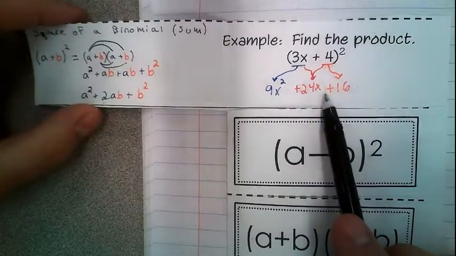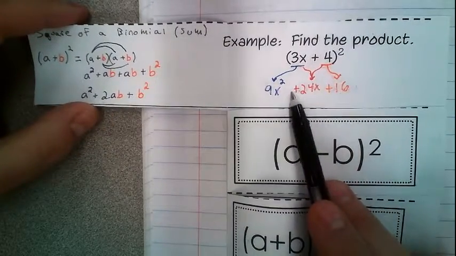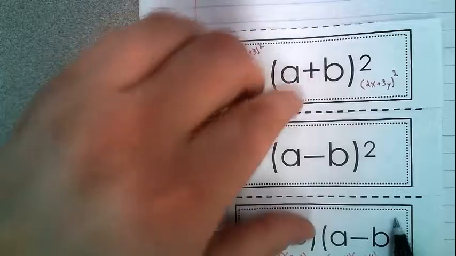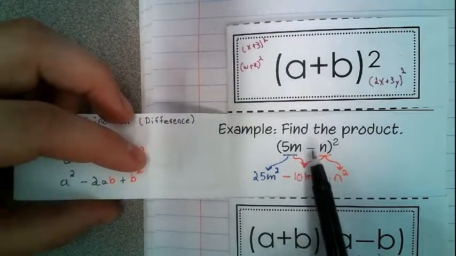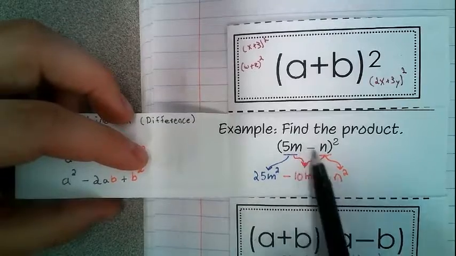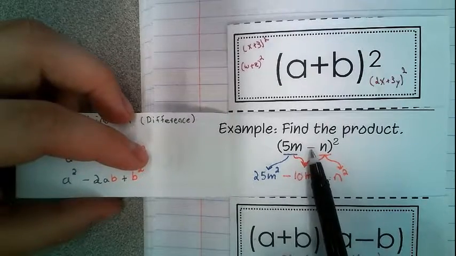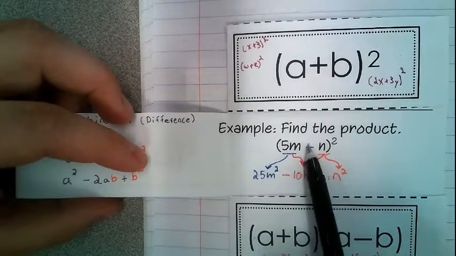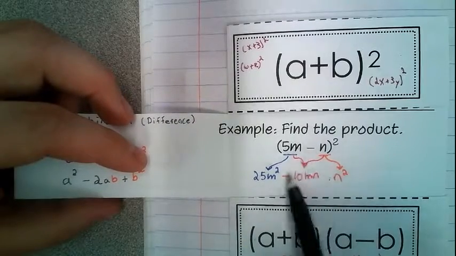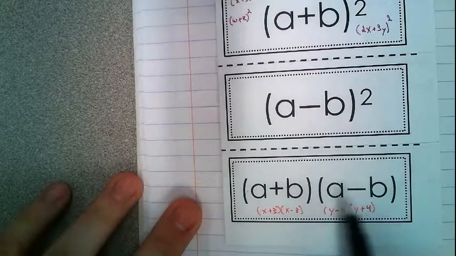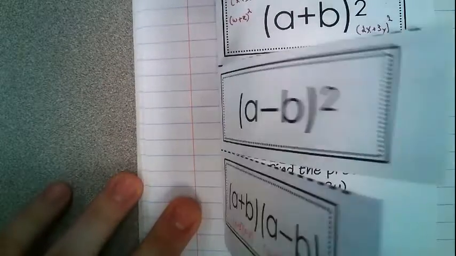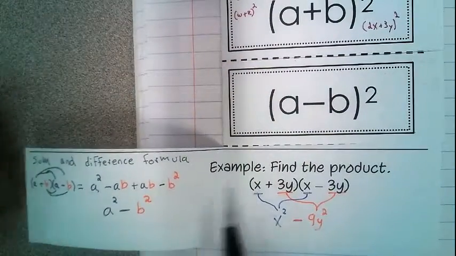In this pattern, where there's an addition symbol, was the same as this pattern, which was subtraction. So this symbol here showed whether or not you're adding or subtracting in the middle. The last one, which was different, was a plus b times a minus b. And we call that one the difference of squares.